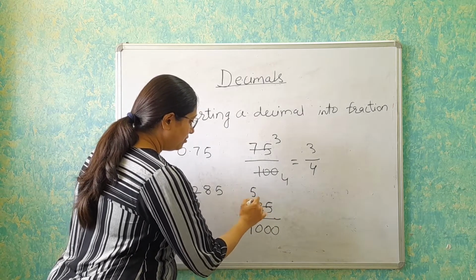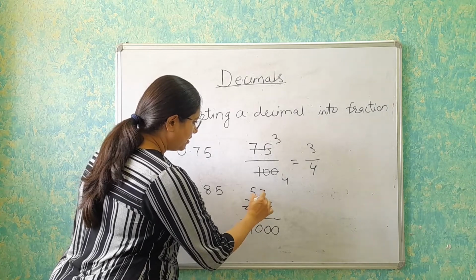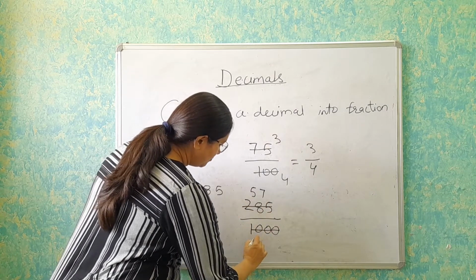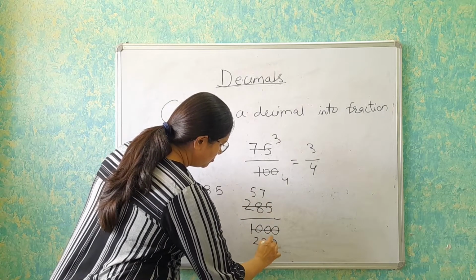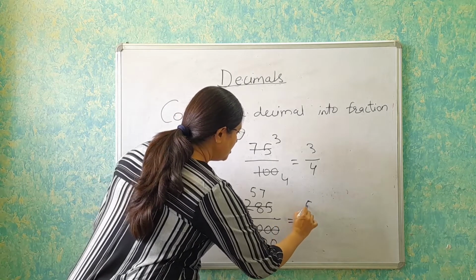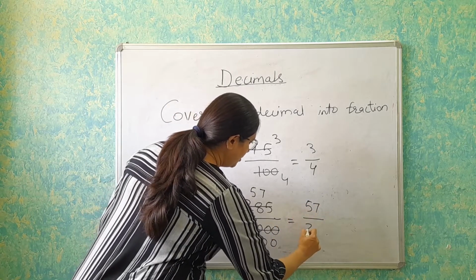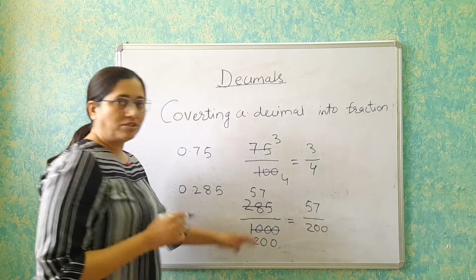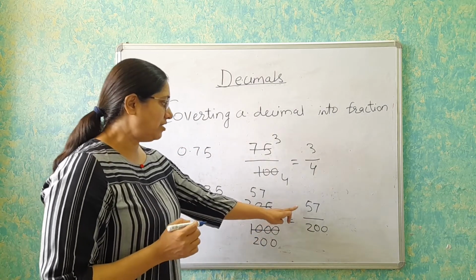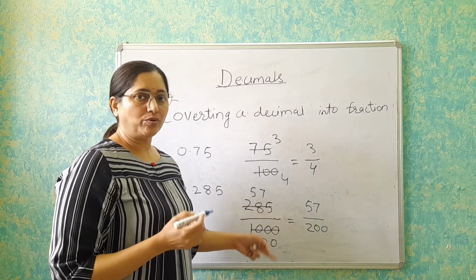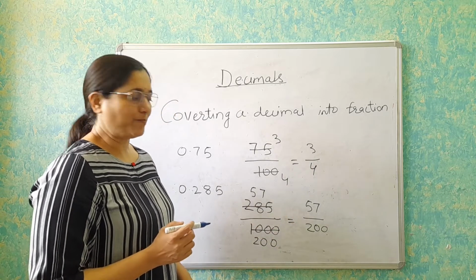So we can divide 285 by 5. 5 5s are 25, then 5 7s are 35, and 5 2s are 10, 0, 0. So our answer is 57 upon 200. Now there is no common divisor which can divide 57 and 200 both. So this is our answer.